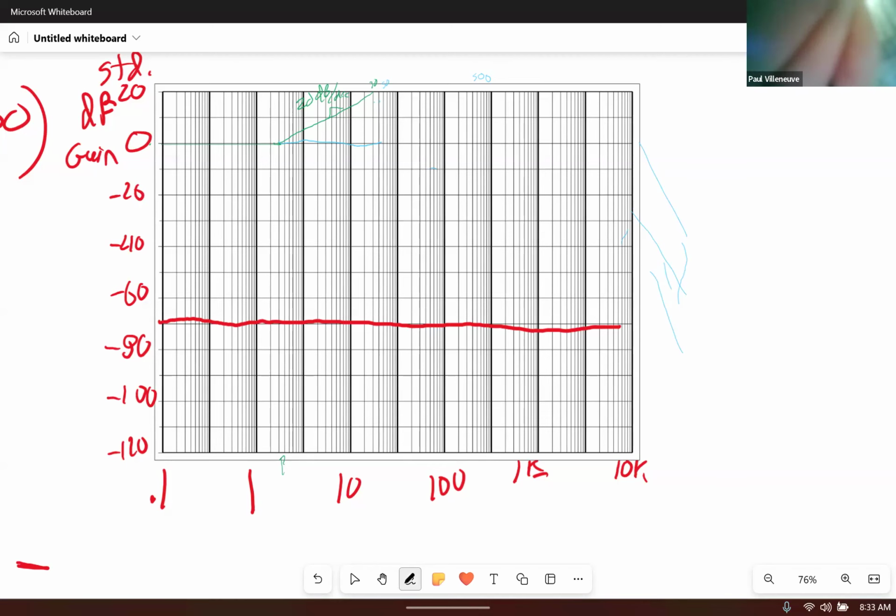See if I can do it this way a little bit easier. I guess I thought there was a ruler feature in here, but that doesn't seem to be. So let's try it again this way. So that's going down at 20 dB per decade. Okay, I've got one more.